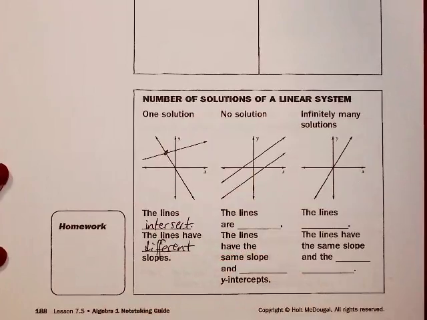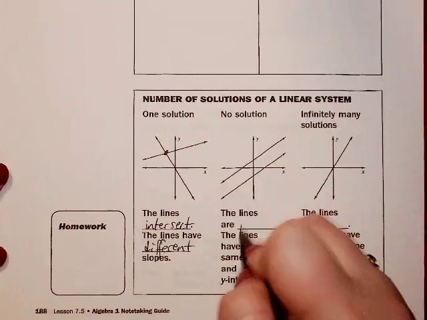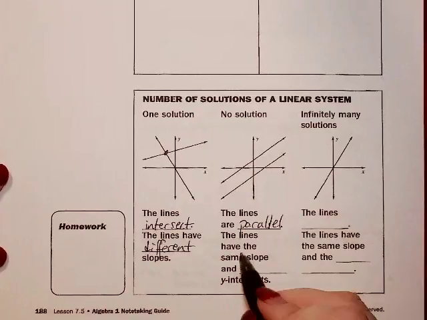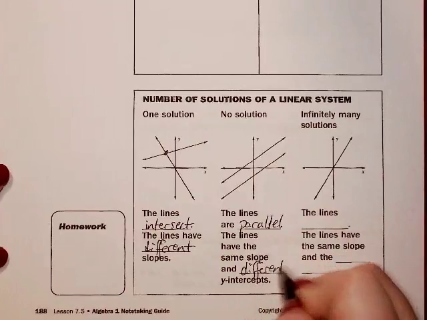Okay? Here we don't have any intersections, so the lines are parallel, and the lines have the same slope and different y-intercepts, because that's what makes them parallel.